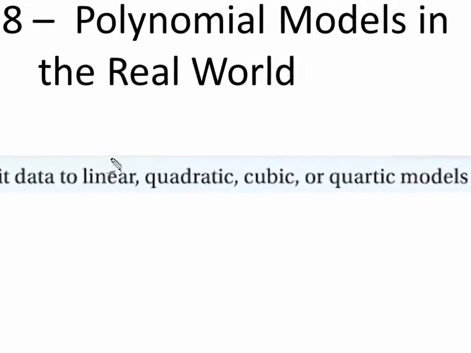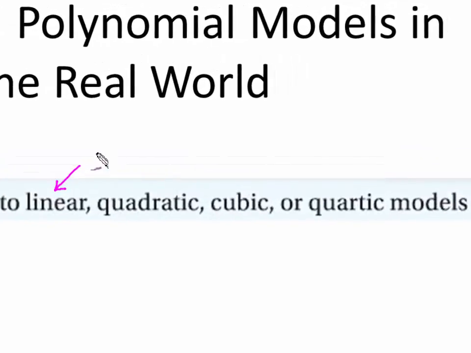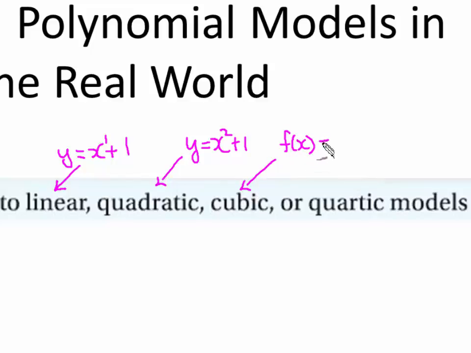A linear model is a function which has a power of 1, and quadratic, we're talking about a function with a power of 2, and cubic is a function, this time I write f of x is equal to, say, x cubed plus 1, and the quartic model is a function which has the biggest power of 4.